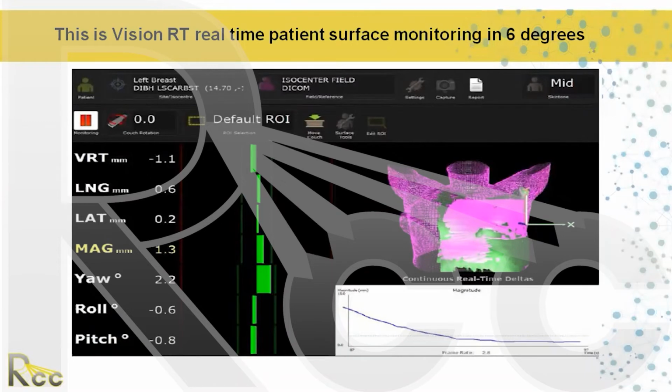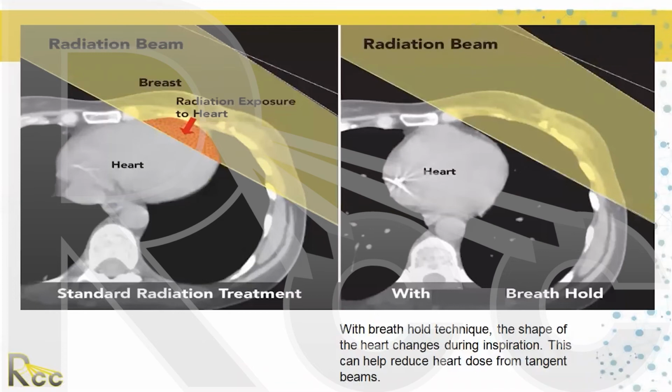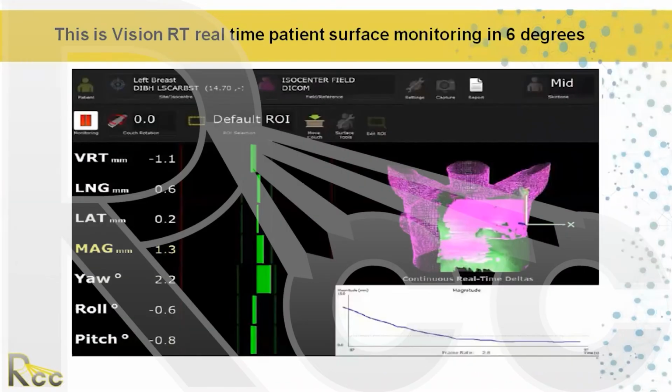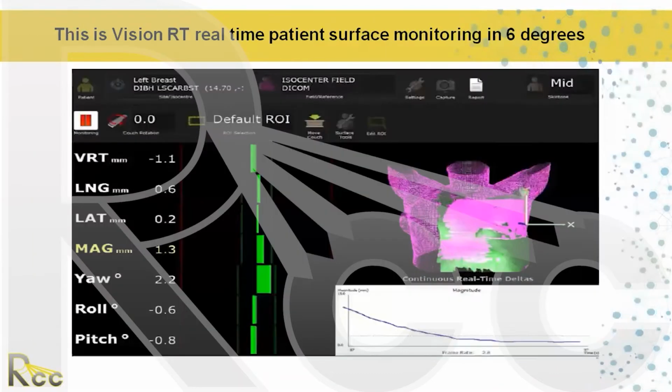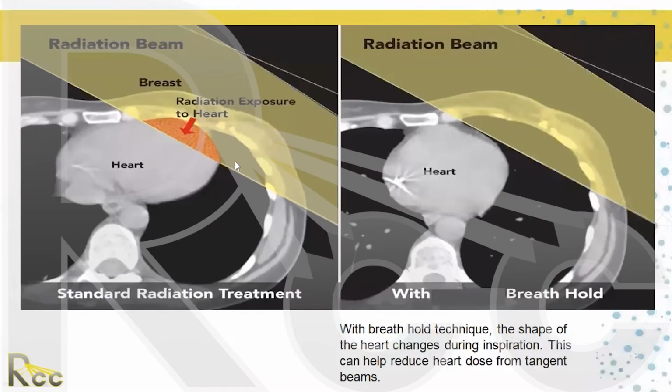But we have a technique that we've developed. A lot of people are using this technique. It's called breath hold, where if you could get the patient to hold her breath, take a deep breath and hold it, these lines become very steady. You turn the beam on and you treat with her holding her breath.